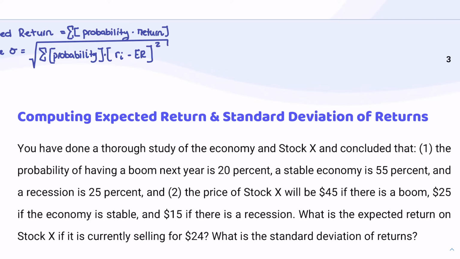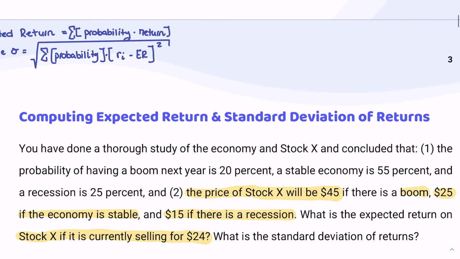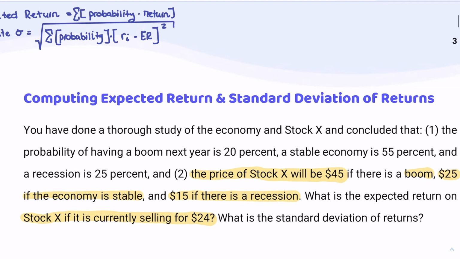Now with that being said, there's a last little nuance that we need to cover here. This nuance is that they're only giving you prices, okay? For example, the price of stock X will be $45 if there's a boom, but its price will also be $25 if there's a stable economy. And on the other hand, it will be $15 if there's a recession. This is really interesting because they're not giving you any sorts of returns, any sorts of percentages or ratios or whatever the case may be. So what you need to understand is that they're also giving you the current price of the stock today. If you look at it right here, it says stock X, if it is currently selling for $24. So they're telling you that stock X is selling for $24 today. Now, what does that mean for us? That means that P0 is equal to $24.